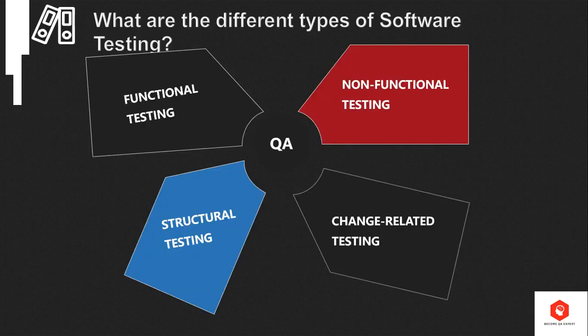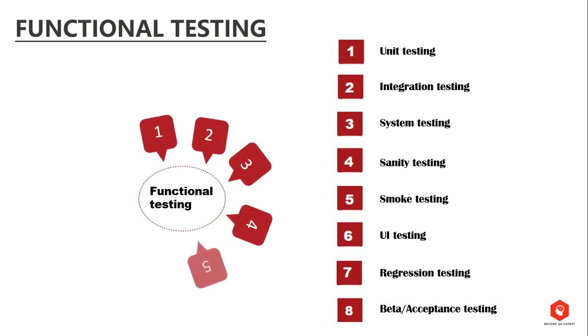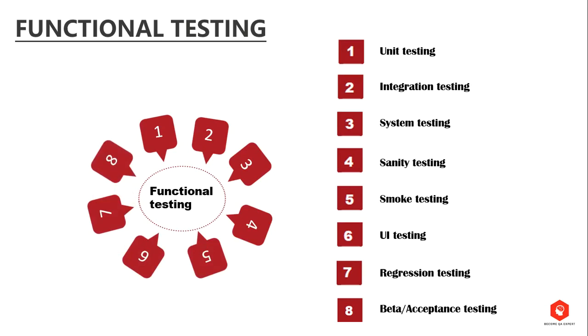In our video about non-functional testing, we have mentioned that 4 general types of testing are functional testing, non-functional, structural, and change-related testing. And we explained non-functional types, and here we are starting with functional types of testing. Which are functional testing types? Unit testing, integration, system, sanity, smoke, UI, regression, and beta acceptance testing.